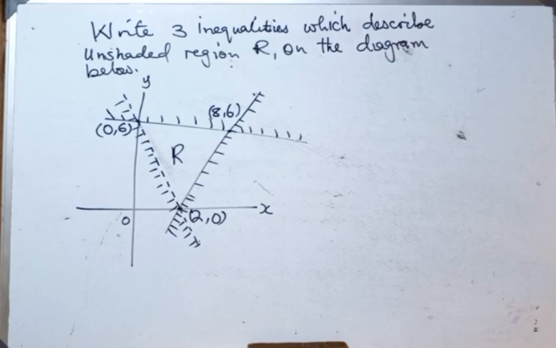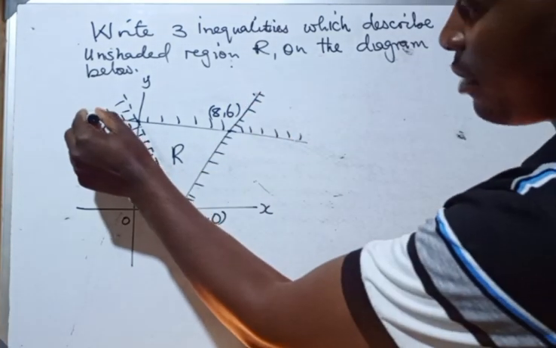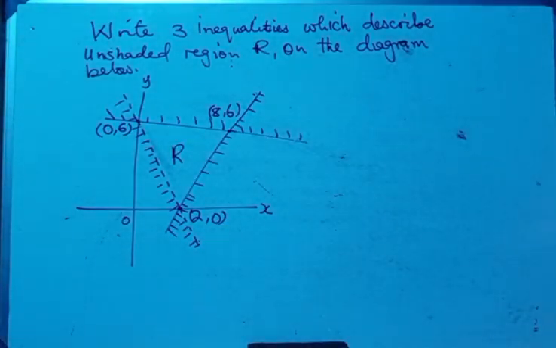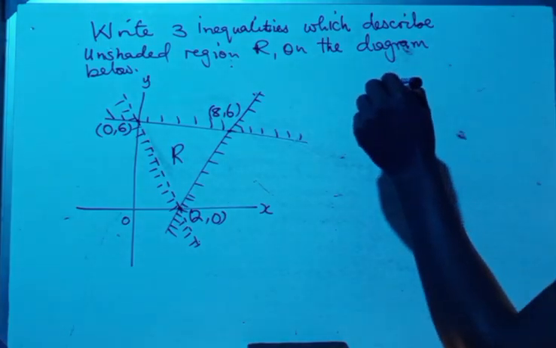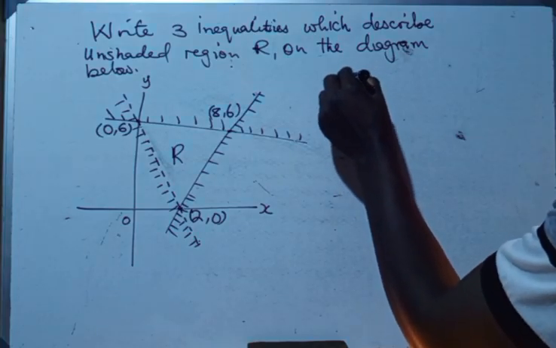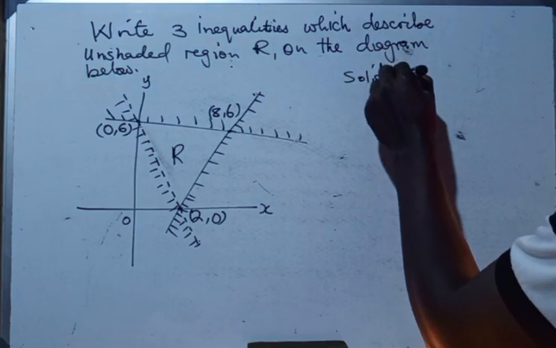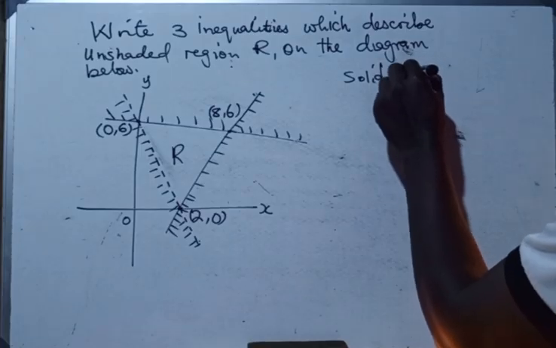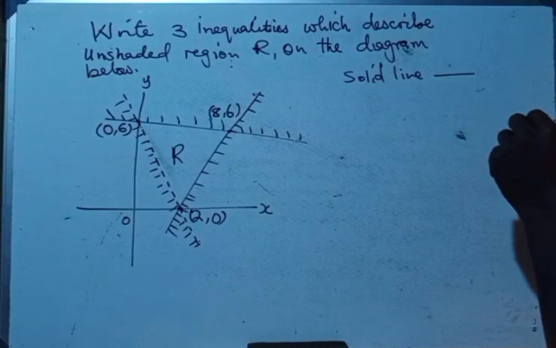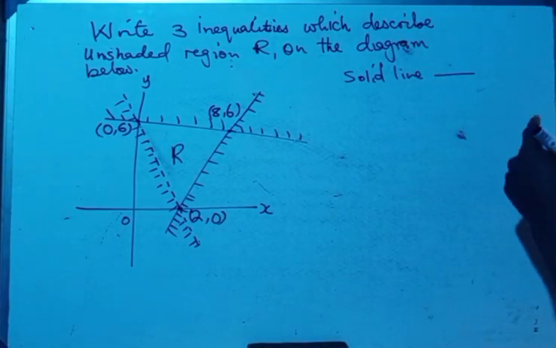So you must first of all name the lines you have been given. Look at, we have this line, we have this line, we also have this line. There are 2 types of straight lines under this topic. The first line is what is known as a solid line. The solid line is a line which is in a form of this. It may be like this, it may be like that.